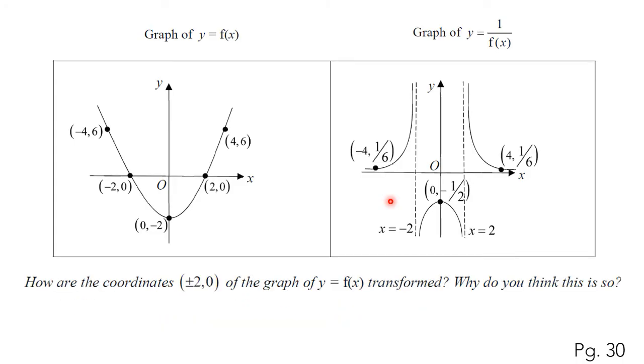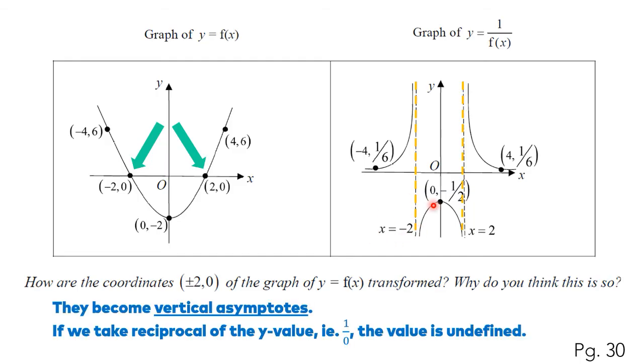The next feature that we are interested in is the x-intercepts. So how do these coordinates change in the graph of 1 over f(x)? Can we even find the point? We can't, right? Instead, what we see are two asymptotes at x equals negative 2 and x equals 2. Why does that happen?